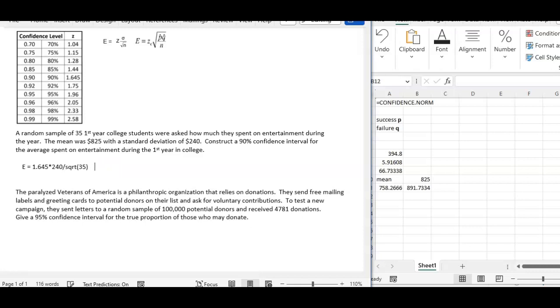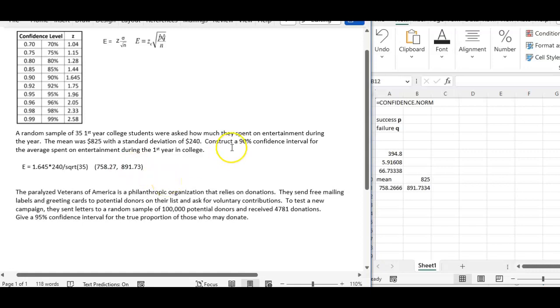So my confidence interval is 758.27. I'm just rounding to 2 decimal places. And the upper limit is 891.73. So what this tells me is that with 90% confidence, I can say that the average amount that all first-year students spend on entertainment is between $758.27 and $891.73.